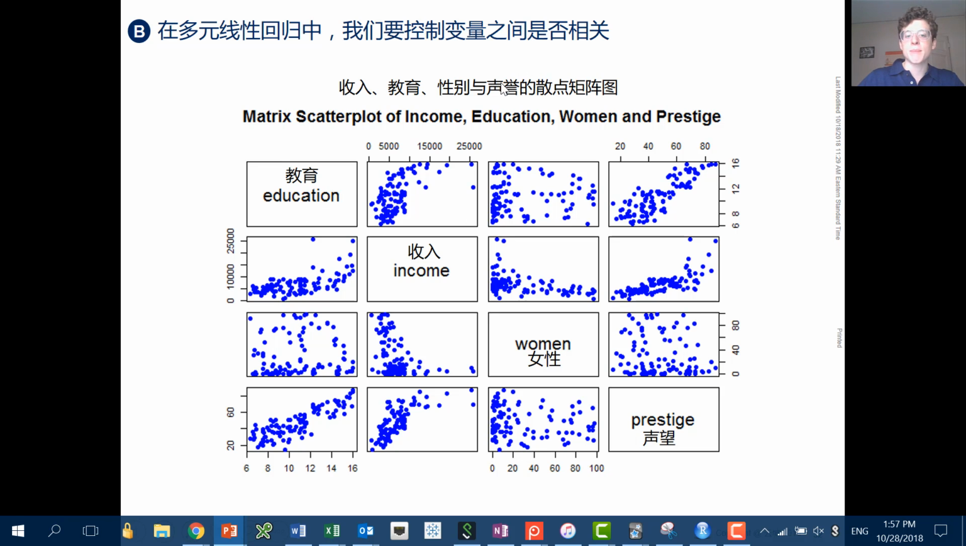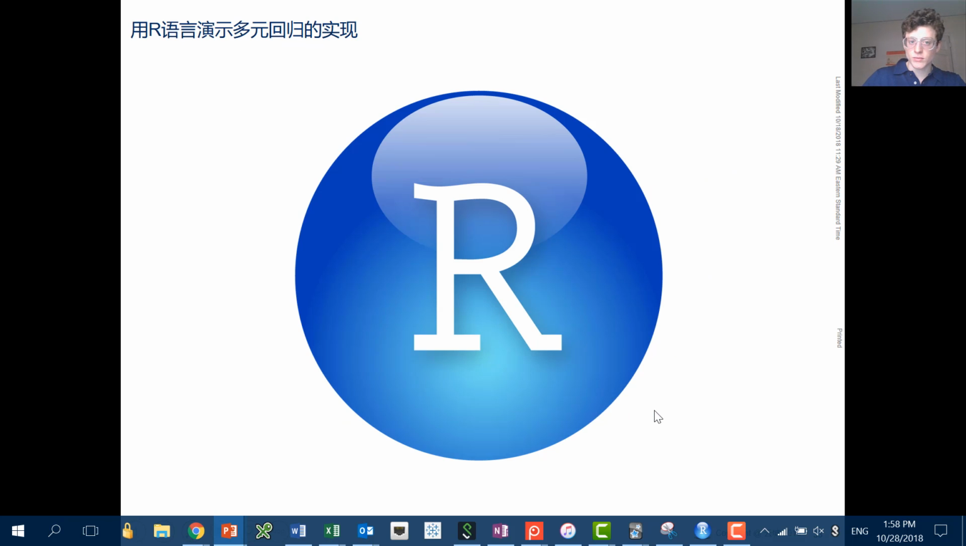So just to repeat that, when we have multiple variables, they might relate to one another. And so in using linear regression, we can distinguish the effects of the variables that are related to one another. So we can say, oh, controlling for prestige, education has little effect, or controlling for education, prestige has little effect. So let's do this in R. Let me show you what it looks like in R.